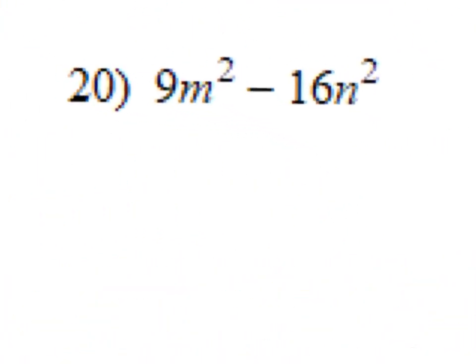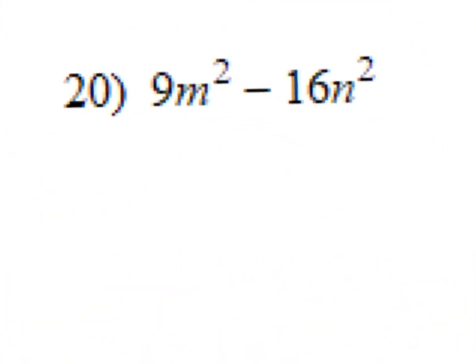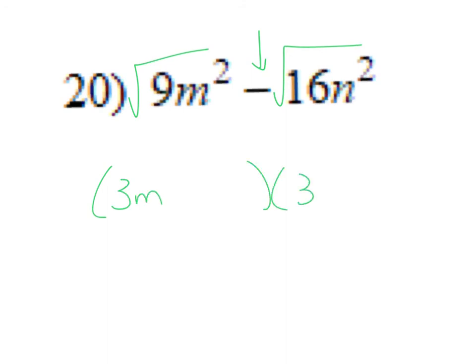Okay, on this one, this is a difference of squares. So again, can you square root? Yes. Do you have subtraction? Yes. And can you square root? Yes. So then break it down to 3m and 3m, you have a minus and a plus. And then on the back side there, that 16n squared is going to go to 4n and 4n.